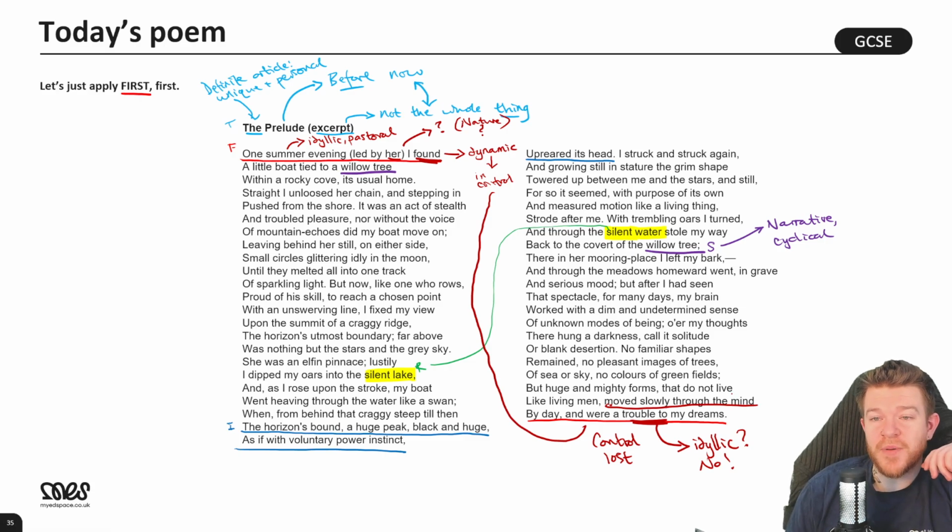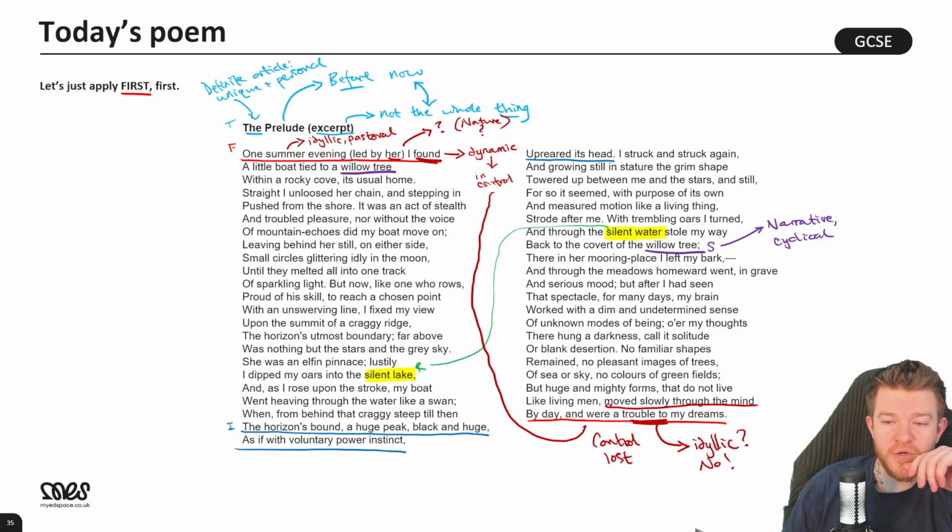The idyllic nature of the beginning, one summer evening, has been lost. It is now trouble to my dreams. Okay, so control has been lost, as has the idyllic situation. So there is a big change, and that's the first structural point that we can make about this poem, contrasting the first line to the last line.